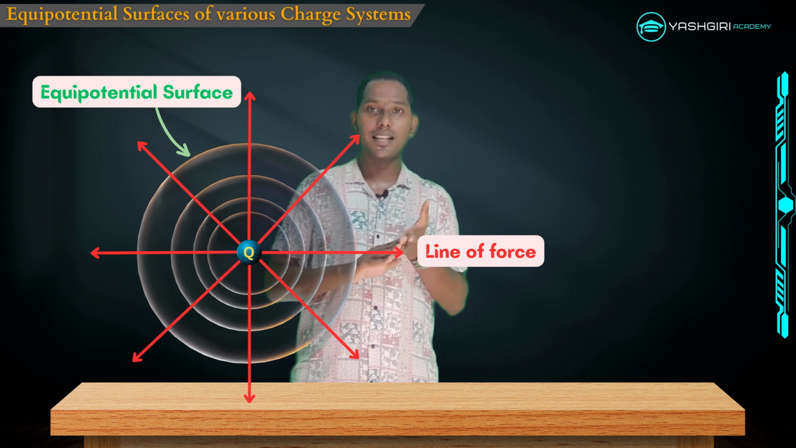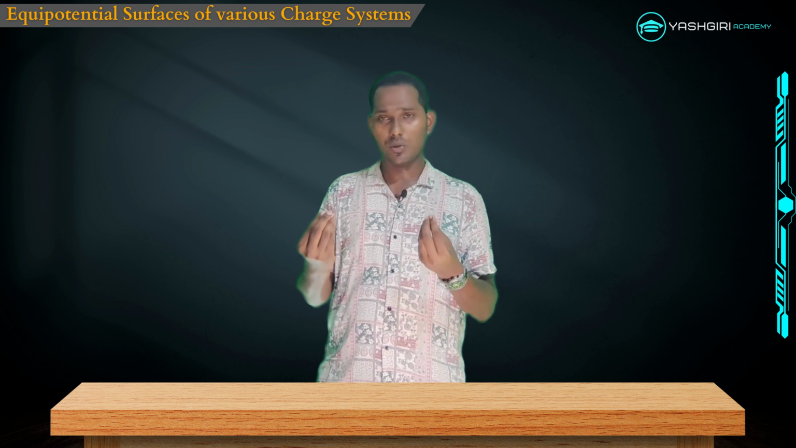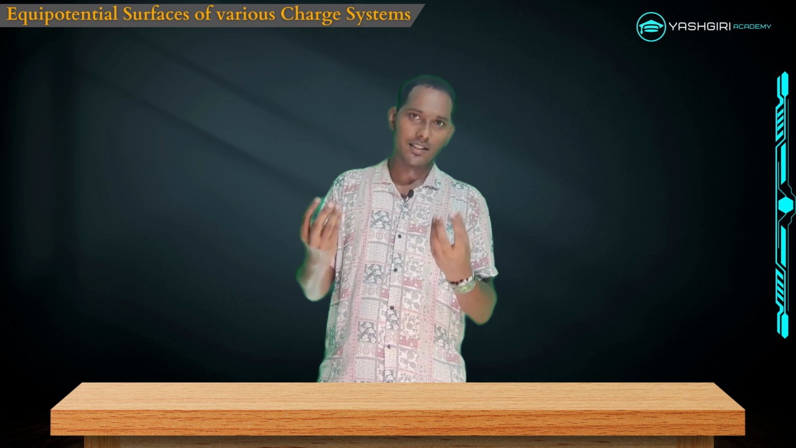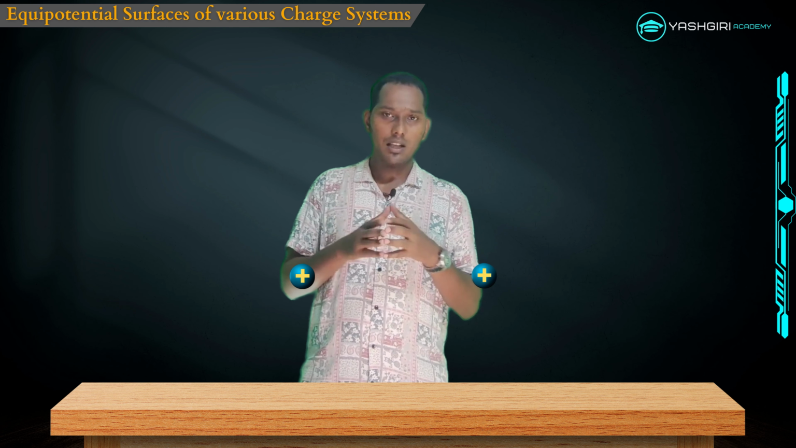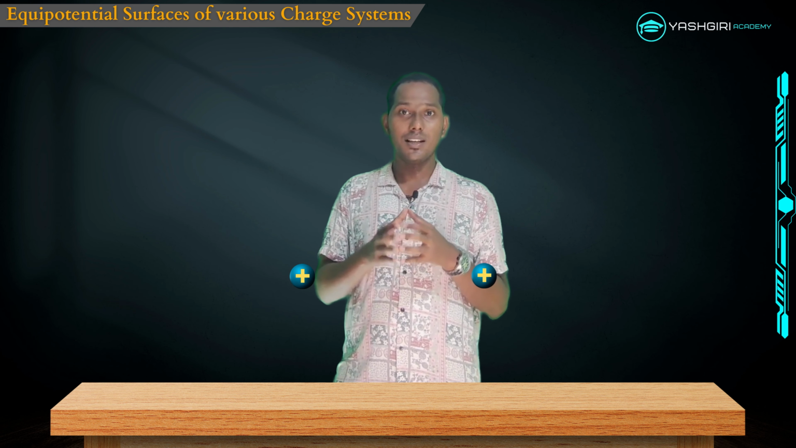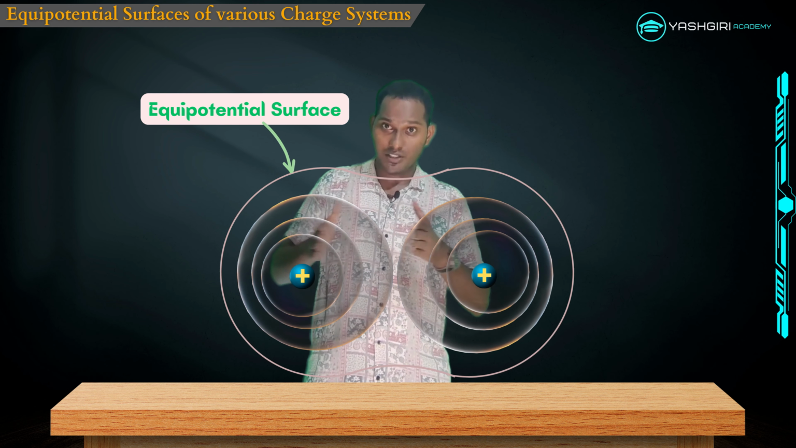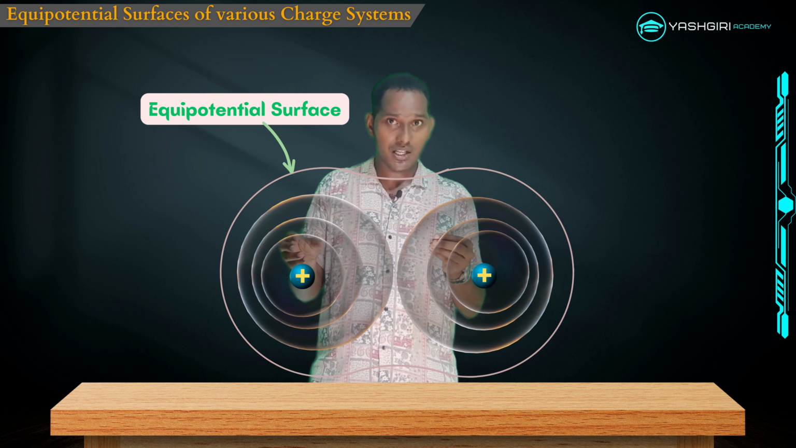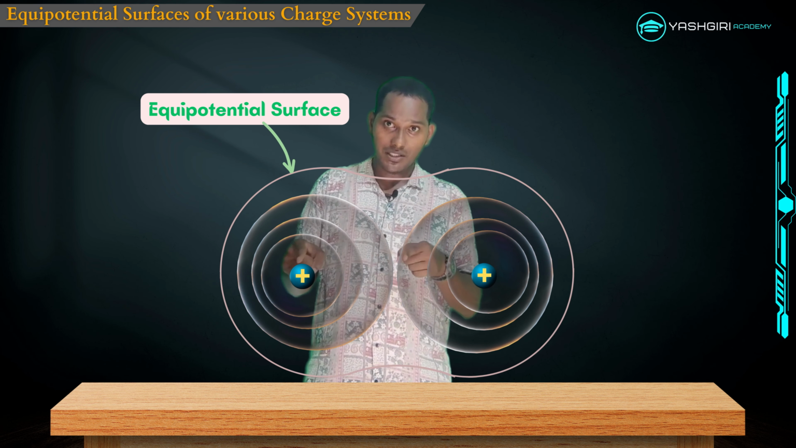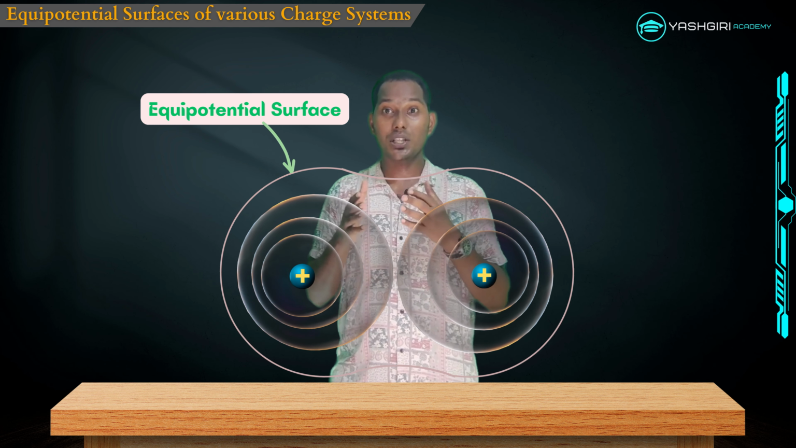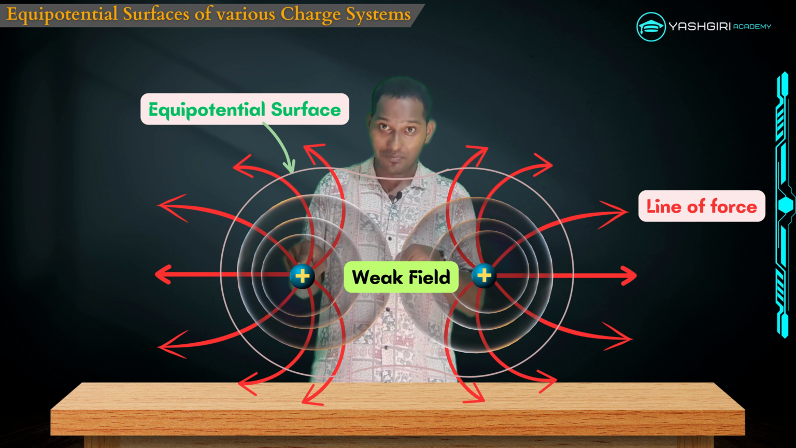Now let me consider two point charges which are similar charges, so a positive charge and a positive charge. Here, in the region between these two like charges, you will see that the equipotential surfaces are further apart, which tells me that there must be a weak electric field in this region.